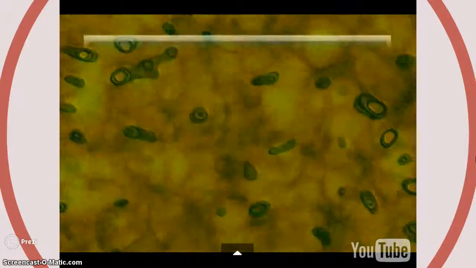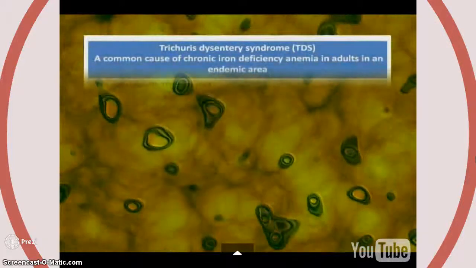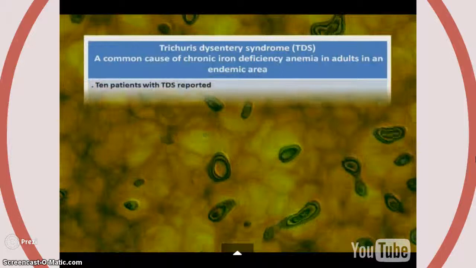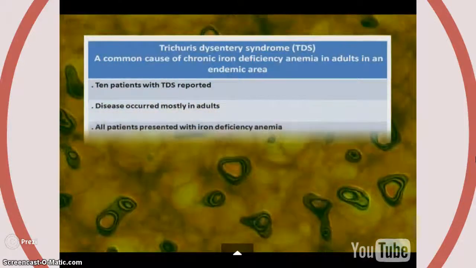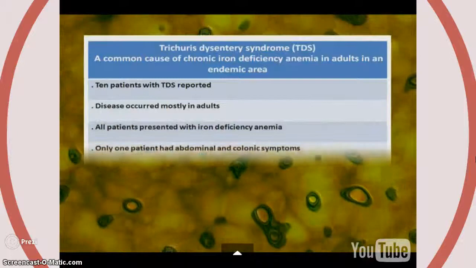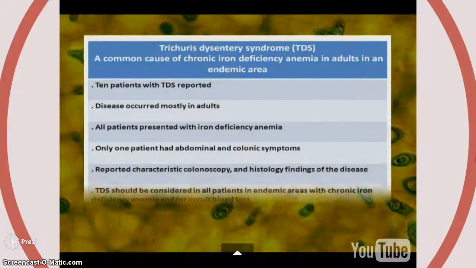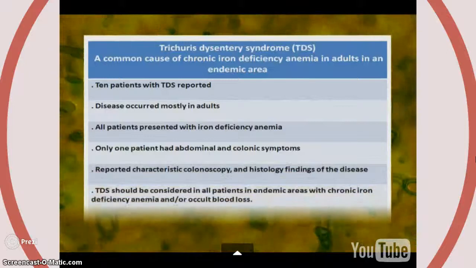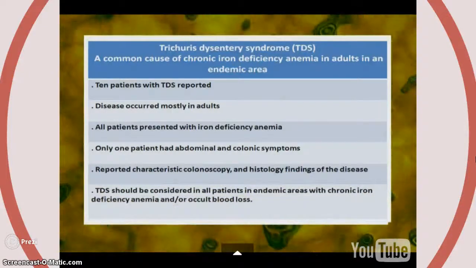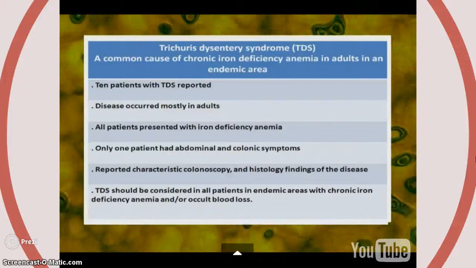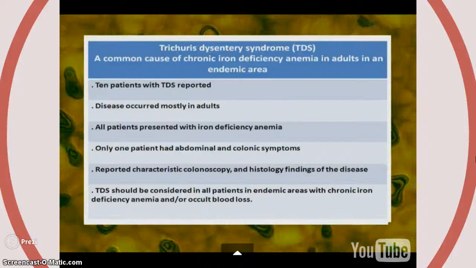This presentation focuses on the fact that in endemic areas like Kashmir, Trichuris dysentery syndrome occurs in an otherwise healthy adult population. Most of these patients present with iron deficiency anemia with minimal or no bowel symptoms. Colonoscopic findings are pathognomonic as numerous organisms invade colonic mucosa regionally or all over. Trichuris dysentery syndrome should be considered in all patients in endemic areas with chronic iron deficiency anemia and or occult blood loss.